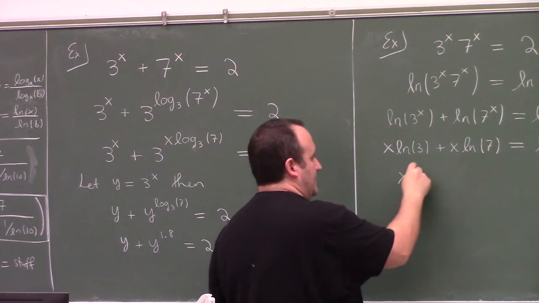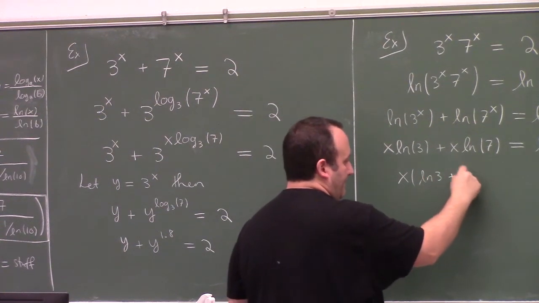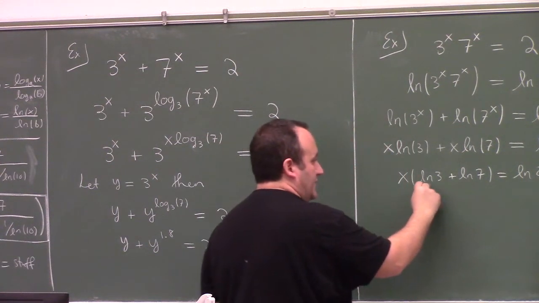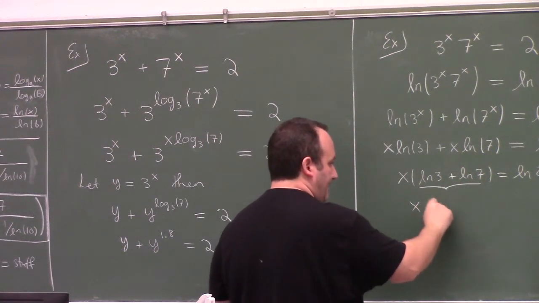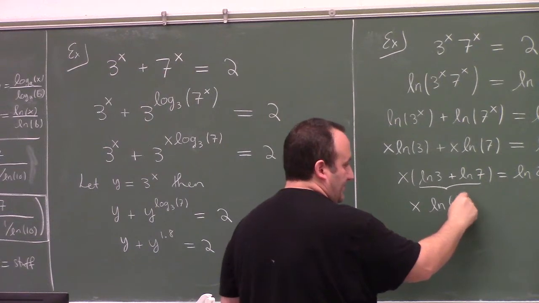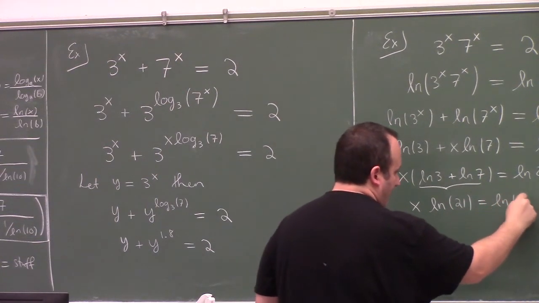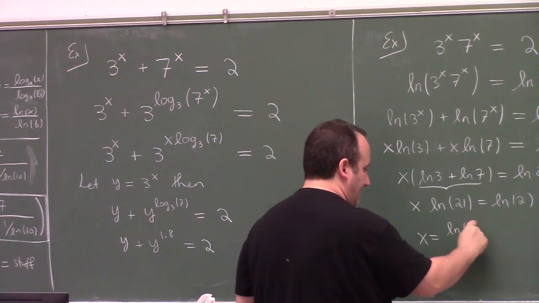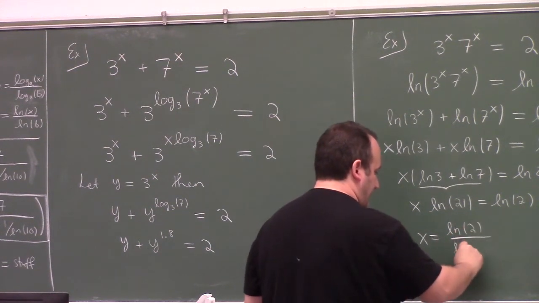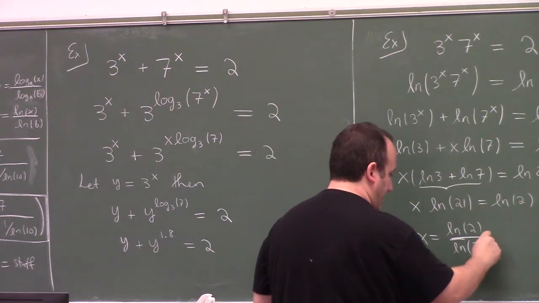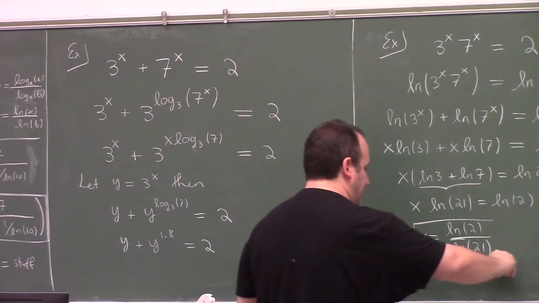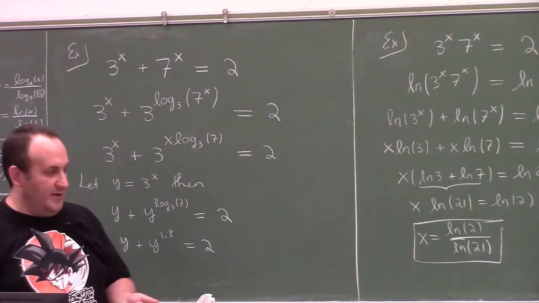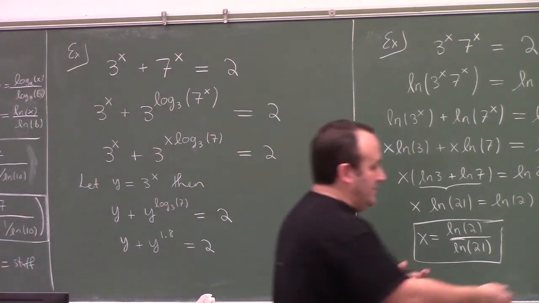And so that's x times (log 3 plus log 7) equals log 2. What is log 3 plus log 7? It's log of 21. So x is equal to the log of 2 divided by the natural log of 21. That's how I would get to it if I didn't have the insight to do what Mary told me to do a minute ago.